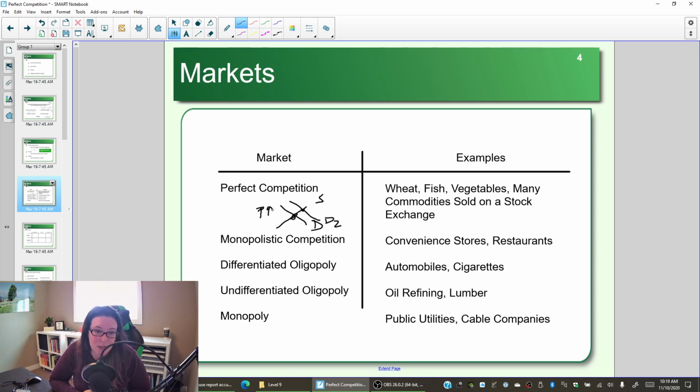Convenience stores, for example. If you think about the price of milk, how does the price of milk at the corner store compare to the price of milk at the grocery store? Who charges more? The corner store. Why? Because you are paying for convenience. You're willing to pay a little bit more for the milk and only have to go a block instead of the other end of town and walk all the way to the back of the grocery store, right?